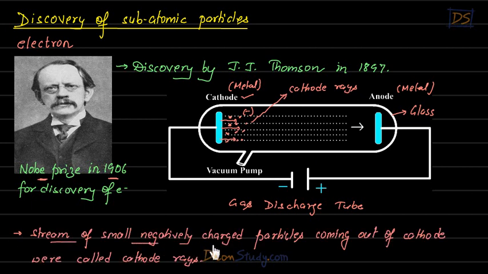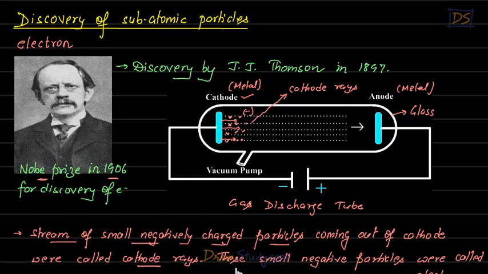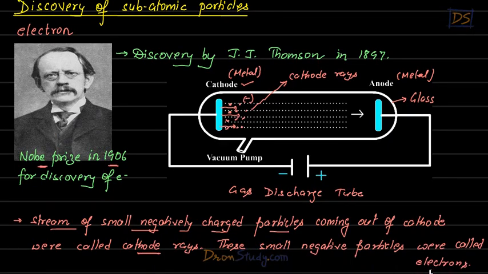Stream of small negatively charged particles coming out of cathode were called cathode rays. Right, students? And these small particles were named electron by J.J. Thomson. These small negative particles were called electrons.